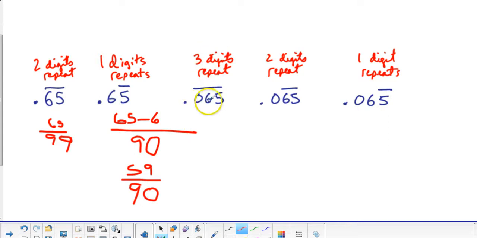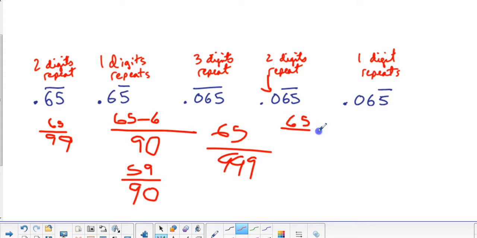Now 3 digits repeat, so all 3 of these are going to be 065. So it's going to be 65 over 999. And again, I'd be looking for 3s to start, if I want to try to reduce. Next, 2 digits repeat, so this is going to be 65 minus the 0 that doesn't repeat. Well, that's still 65. So this one's going to be 65 over 2 nines in the denominator, so this is going to be over 990.